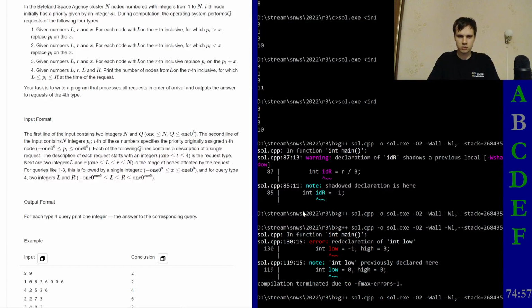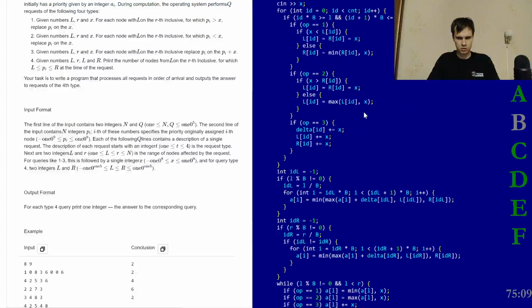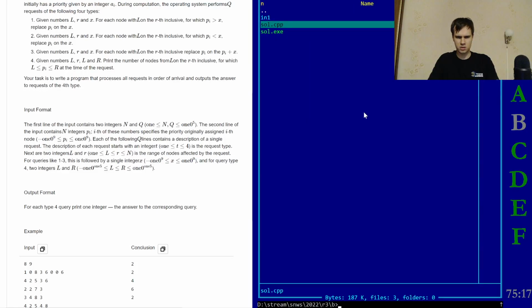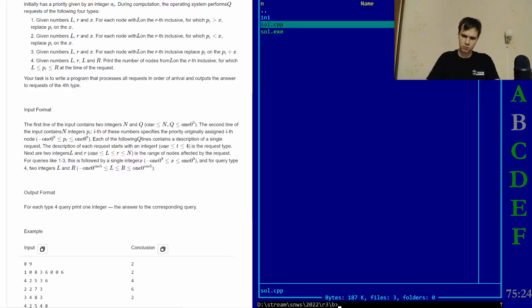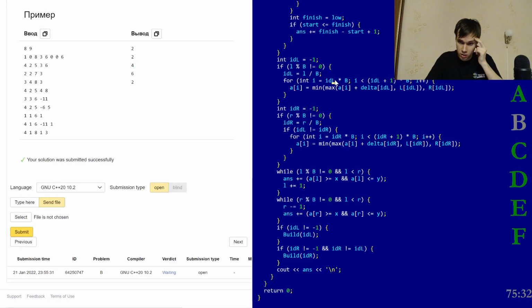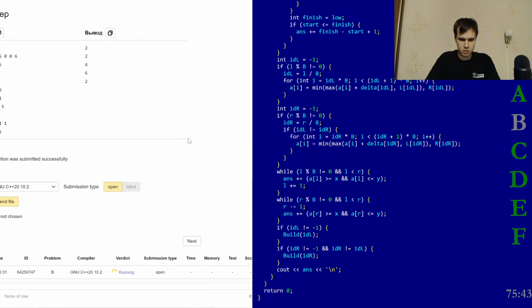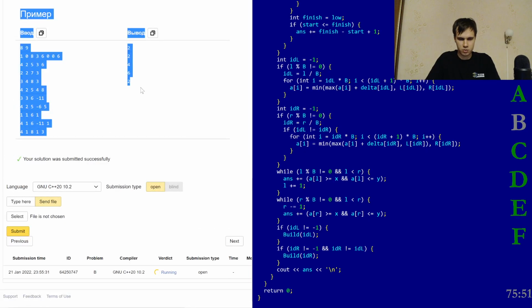Redeclaration indeed. Only holds 2 elements. -1 here. Is that it? Okay, let's submit. Yeah, I don't have to rebuild all these things. But like, yeah, it might just be too slow.